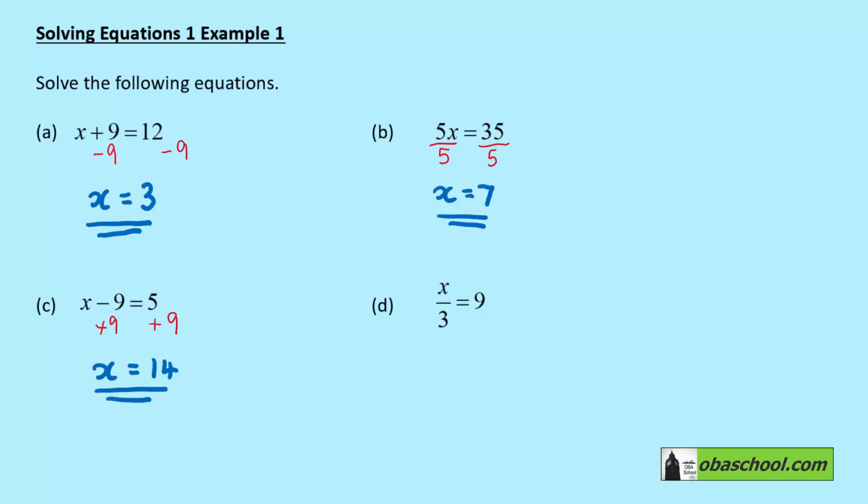Finally, we've got x over 3, which means x divided by 3 equals 9. The opposite of dividing by 3 is to multiply by 3. So we'll multiply this side by 3 so that we get x. If we do that to one side, we have to do it to the other side because we need to keep it in balance. So this side is x, and this side is 27.